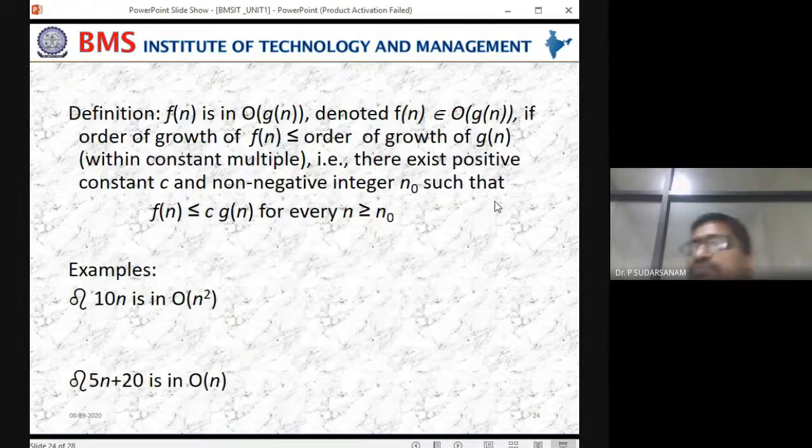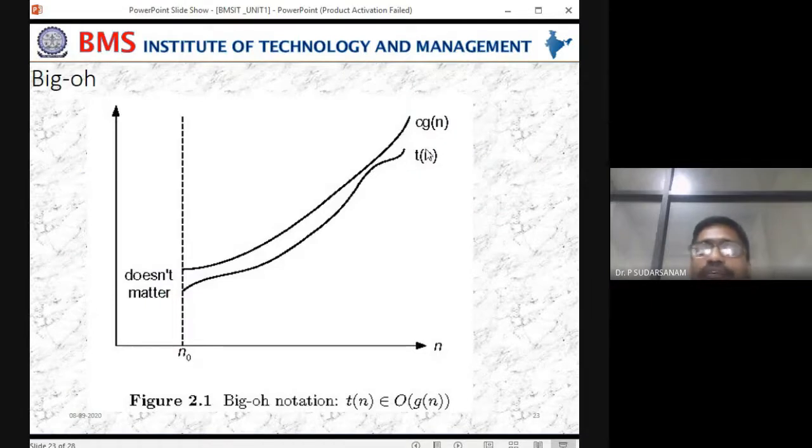Is it clear now? Definition? Yes, sir. Yes. So if you write this diagram, you have to write this diagram. By seeing this diagram, you can write the definition easily.